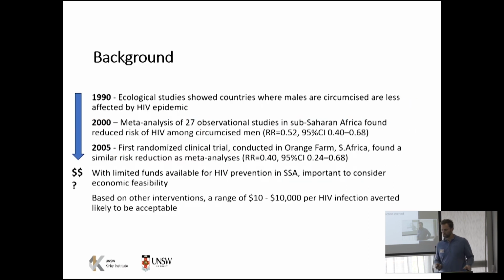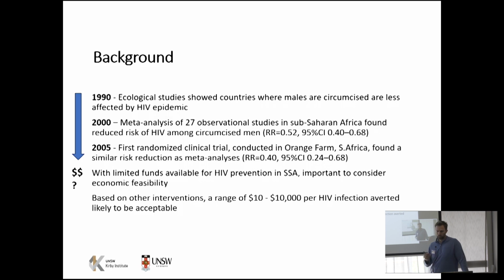So just to give you some background, in 1990, there were ecological studies that showed in countries where males are circumcised, they were less affected by HIV. And so that led to observational work, and a meta-analysis in the year 2000 of 27 observational studies in sub-Saharan Africa found that there was reduced risk of HIV among circumcised men, with an effect size of 0.52 or a 48% reduction in the number of HIV cases. So in 2005, the first randomized clinical trial to look at this was conducted in Orange Farm in South Africa. And they found a similar risk reduction to what was shown in the meta-analysis.